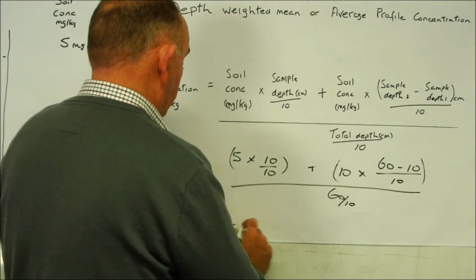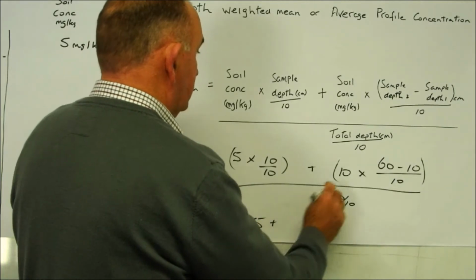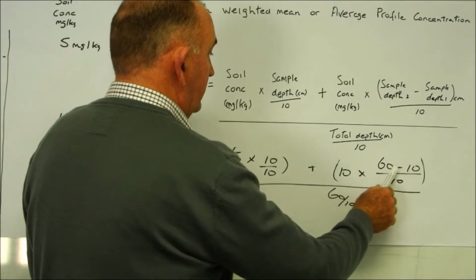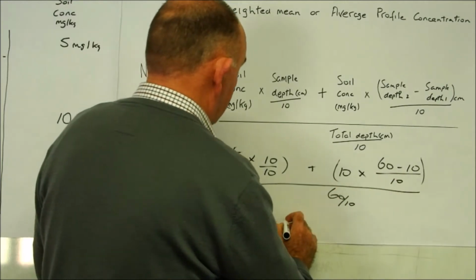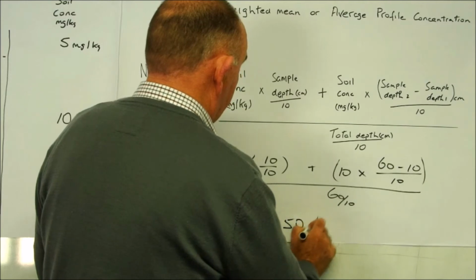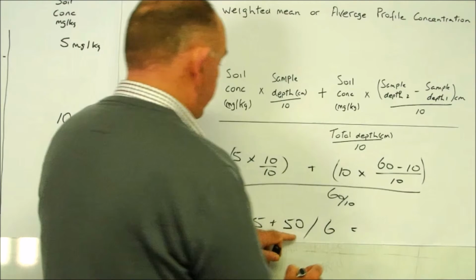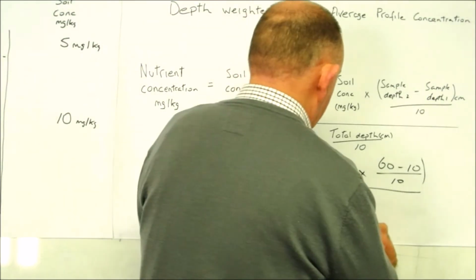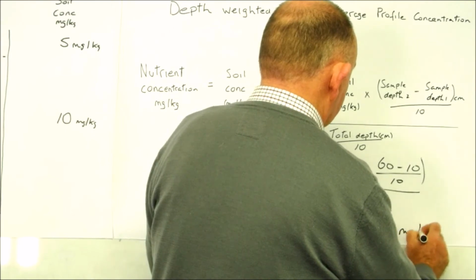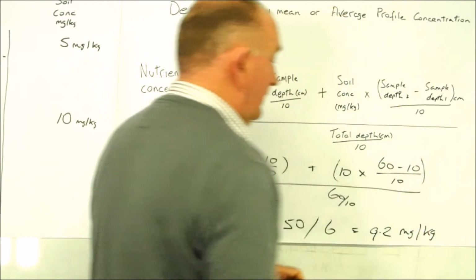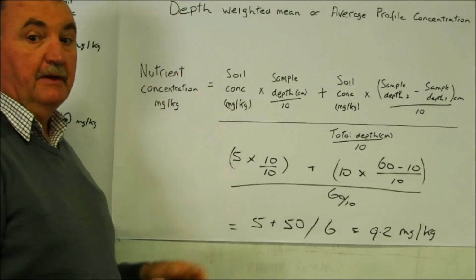So that comes to 5 by 1 is 5, plus 10 by 60 minus 10 is 50 over 10 is 5, 5 times 10 is 50, divided by 60 over 10 is 6, equals 55 divided by 6, 6 nines are 54, 9.2, and this is milligrams per kilogram. We're still in milligrams per kilogram because we're working out the average of the milligrams per kilogram that the lab sent us back.